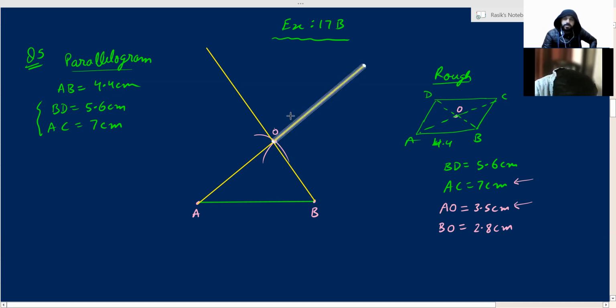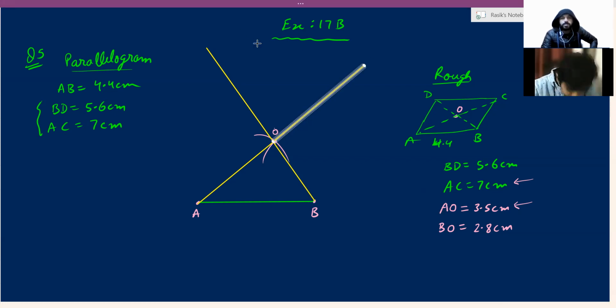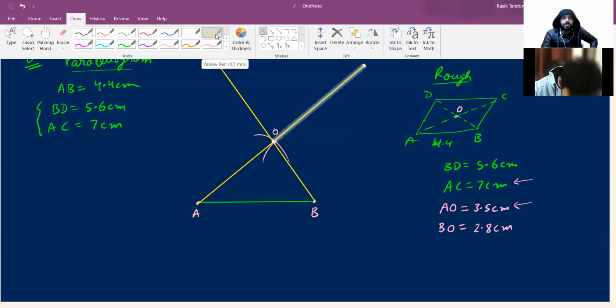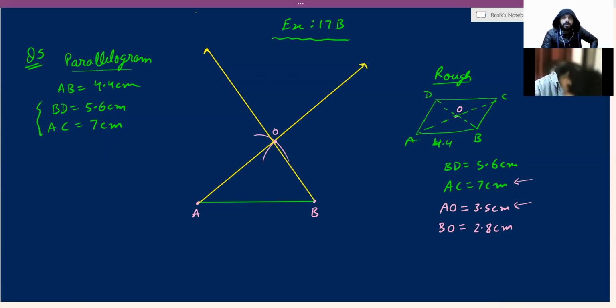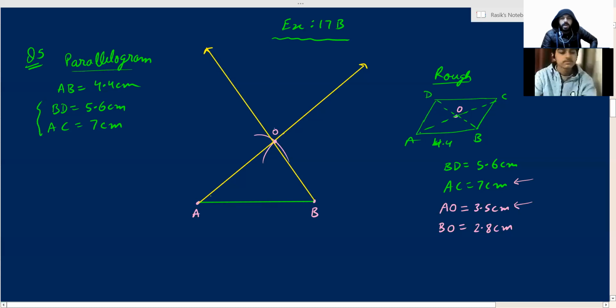Yes, drawn. We have drawn AO and BO and produced them. Now what? That means these are the diagonals. Am I right? Now what is the length of diagonal AC given? It is given 7 centimeters. So take 7 centimeters in your compass. Measure 7 centimeters in the compass.